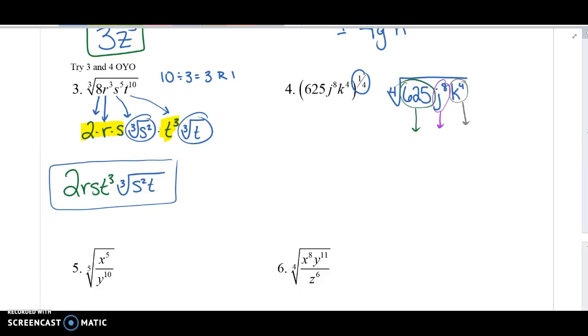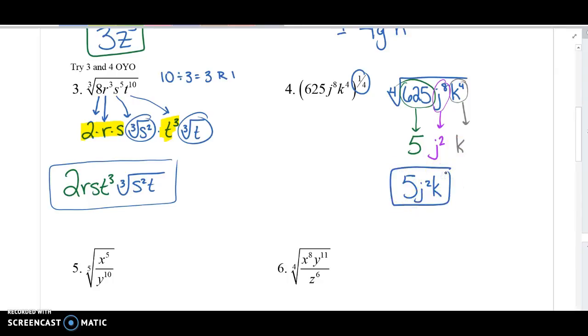Okay, the 4th root of 625. What is the 4th root of 625? 5. What is the 4th root of j to the 8th? We have j. If you've got 8 factors of j under the radical, how many groups of 4 are inside 8? Two groups of 4, so j squared is how it simplifies. K to the 4th, if you got 4 factors of k, that's one group of 4, so we have k. So our answer is 5j squared k.